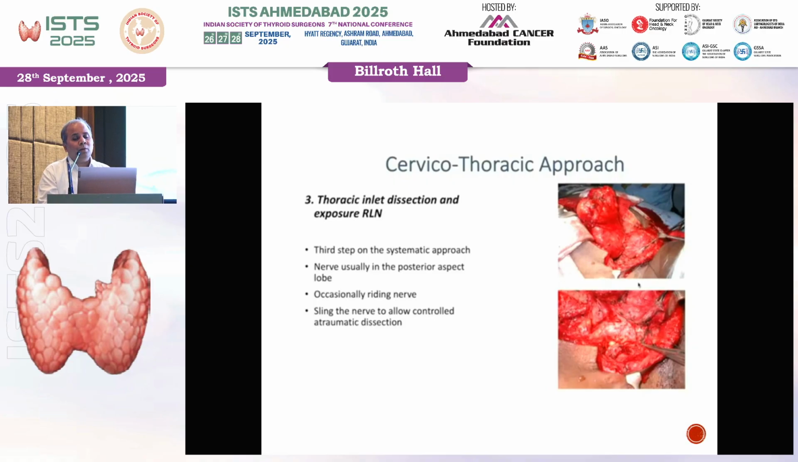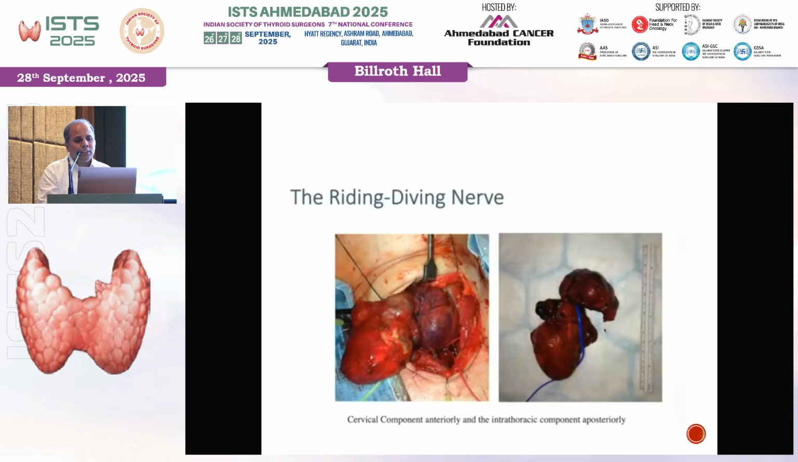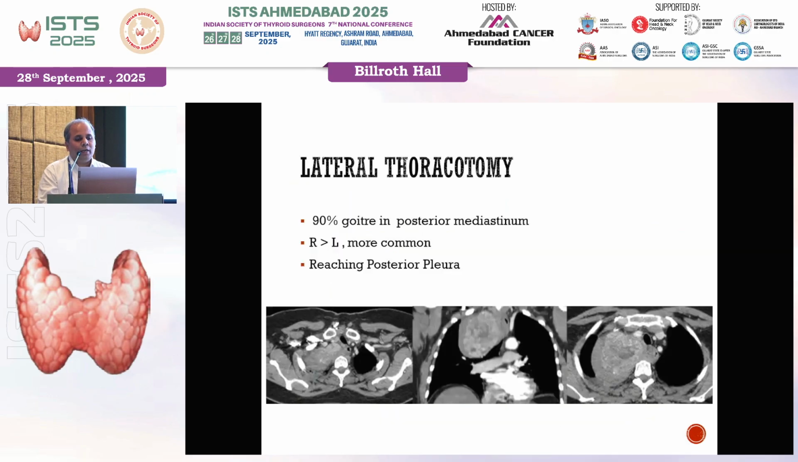Occasionally, you should anticipate a riding nerve, whereas when you have a tubercle of Zuckerkandl which is encasing the nerve, the nerve will be at risk. Parathyroids, the superior you'll be able to identify very well, but the inferior becomes difficult in these cases. And this is what I told you, a riding nerve is very difficult at times to handle.